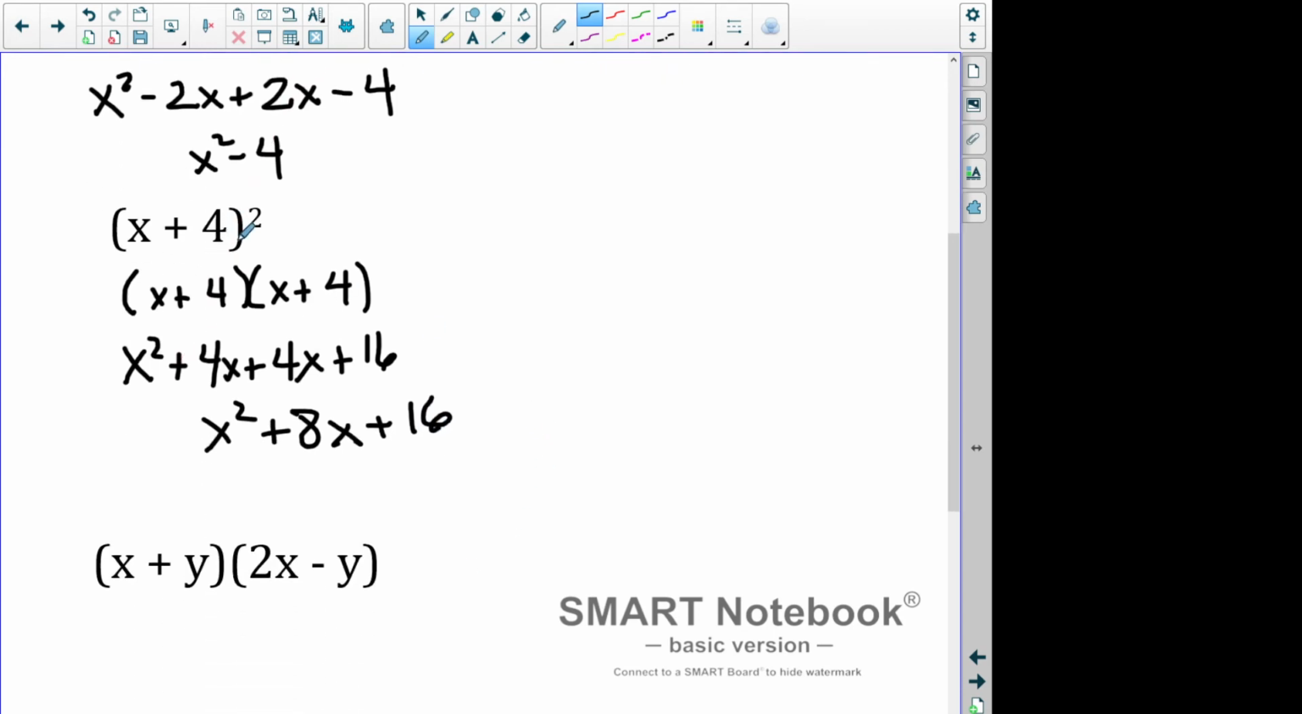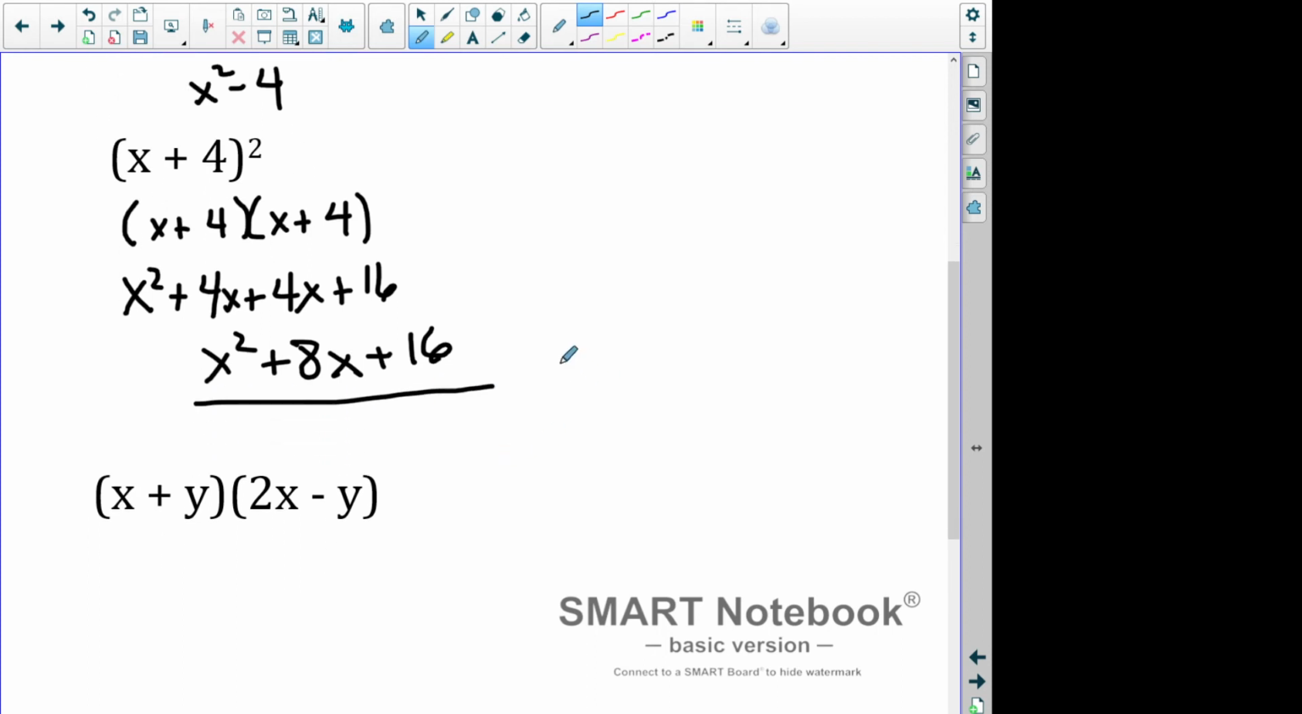Notice how different that is. If we just did x squared and 4 squared, we'd be missing that 8x term. That's a huge difference between those two polynomials. So when you see x plus something squared, a binomial, trinomial, whatever, it means that thing multiplied by itself. You have to make sure you're multiplying all those terms together, so you get x squared plus 8x plus 16.